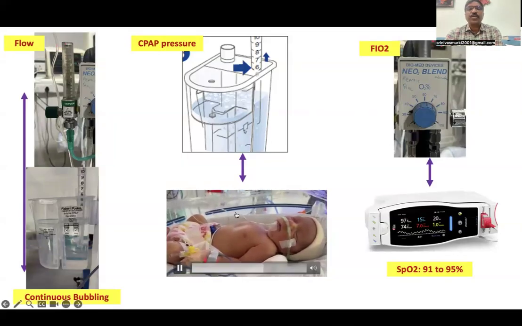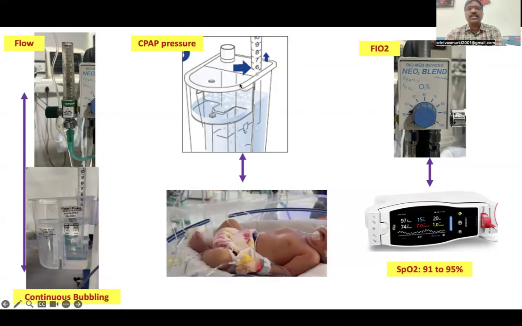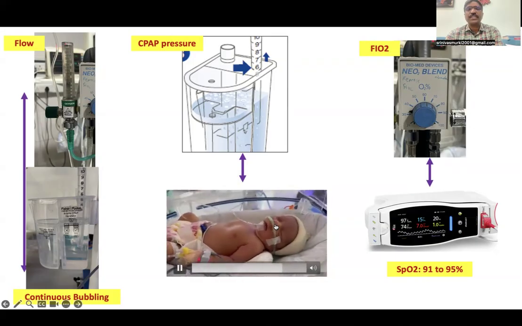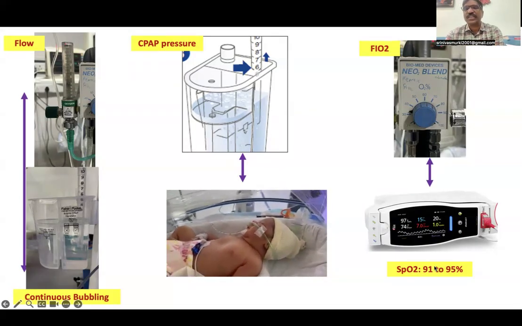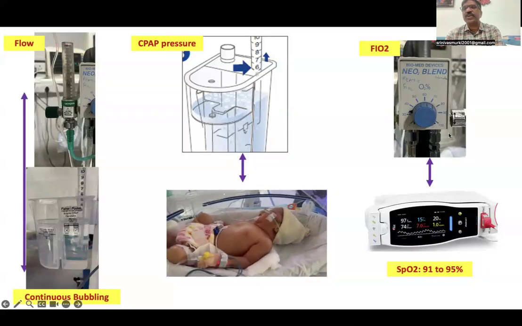Now, after you take care of the retractions, that is, after increasing the pressure to minimize retractions, later on you need to look at the saturations. If the saturations are between 90 to 95, your FiO2 is optimized. But if your saturations are less than 91%, then you need to increase the FiO2. But if your saturations are more than 95%, then you decrease the FiO2. So first thing is to look at the flows.